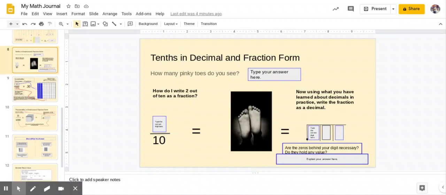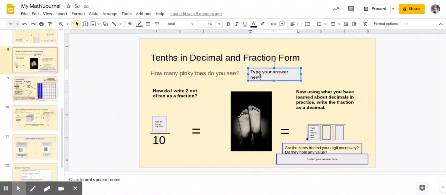The question says, how many pinky toes do you see? So we see just 2 pinky toes. We know that we have 10 toes all together. So our fraction is that part of the whole, or 2 tenths.